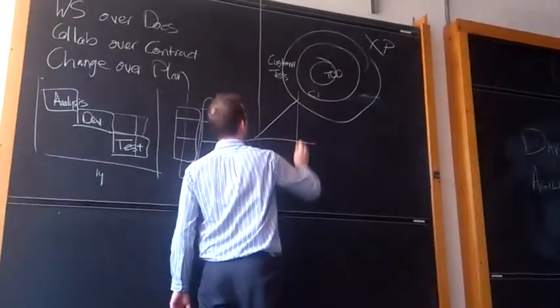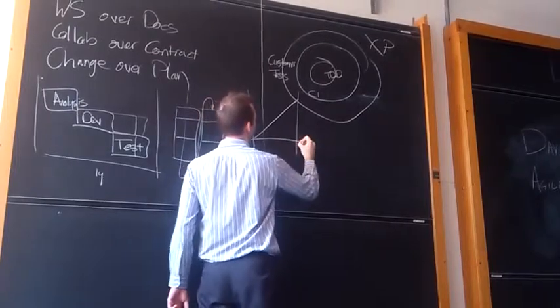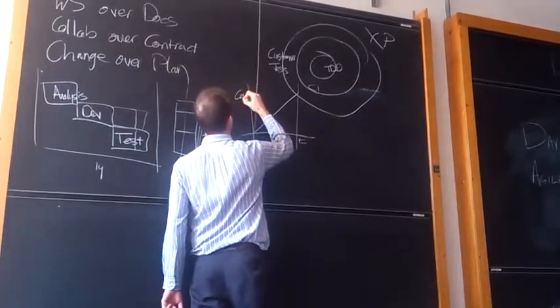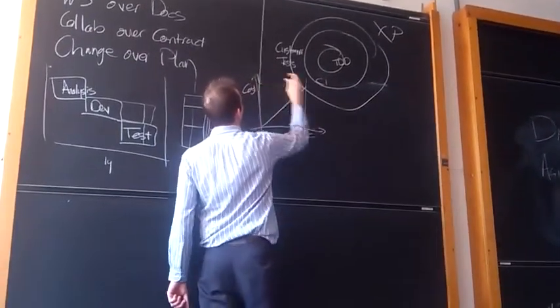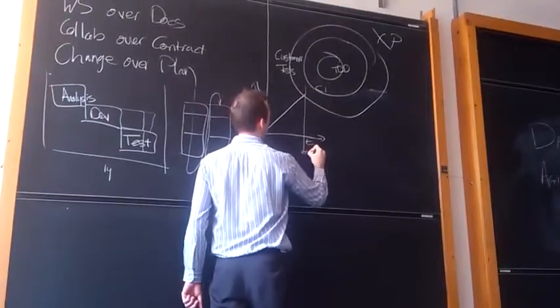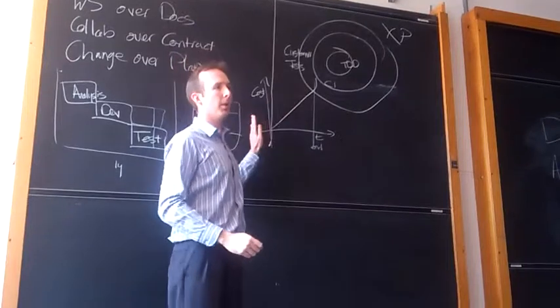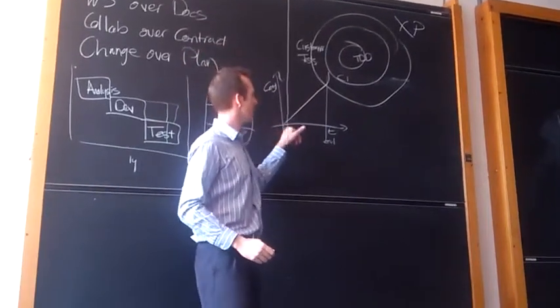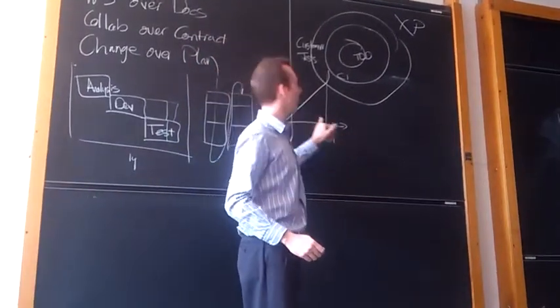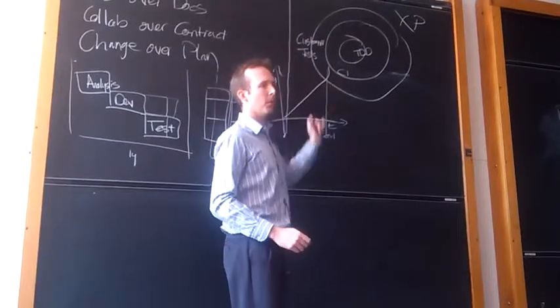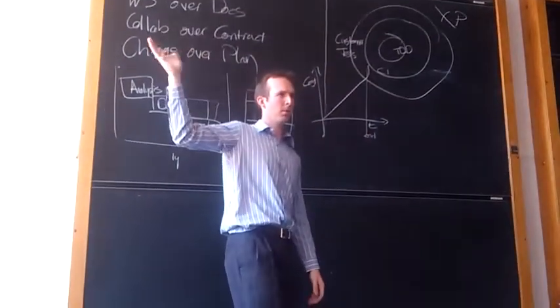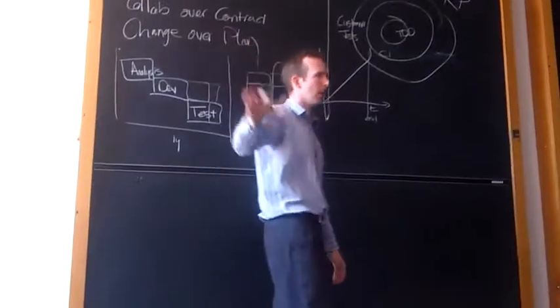Now, there's quite a famous graph that says, if this is time, and this is cost, and this is the end of the project, this is the cost of fixing a bug based on when the software was written to when it's shipped. The cost goes up over time. Are people familiar with this concept? If not, I'll add a little bit more.